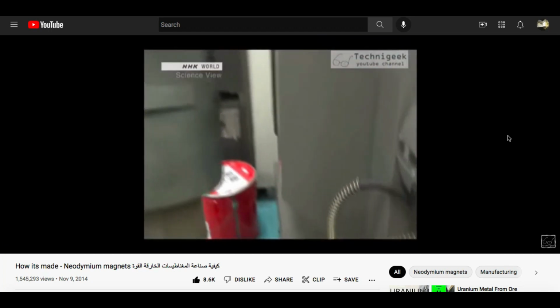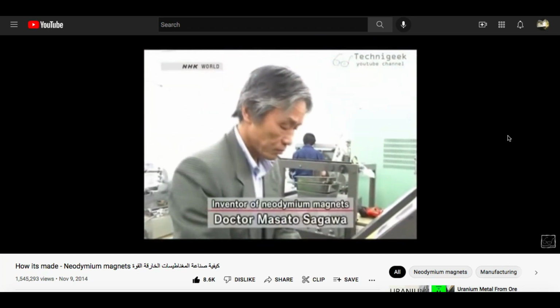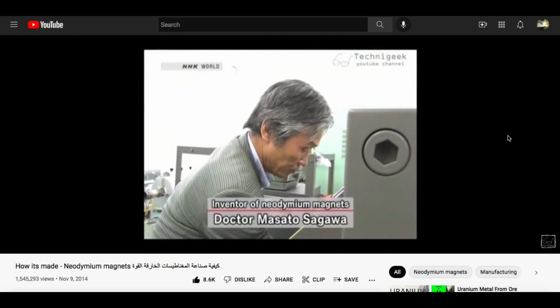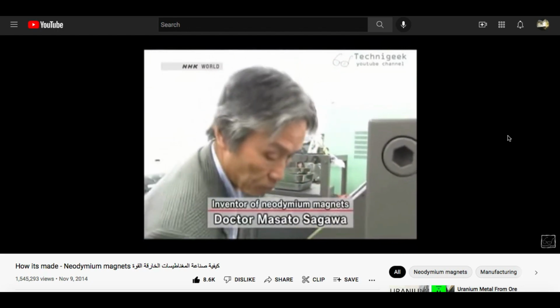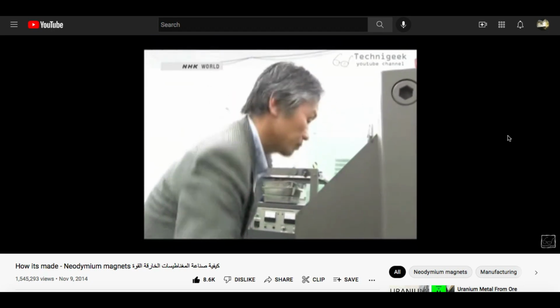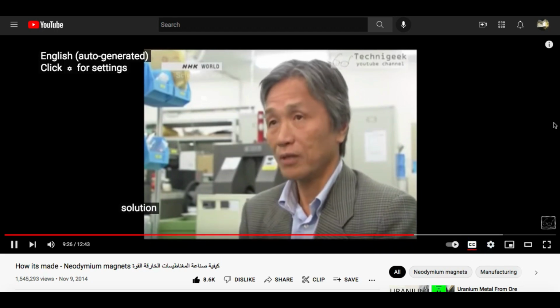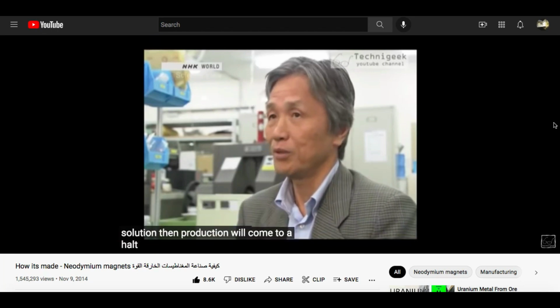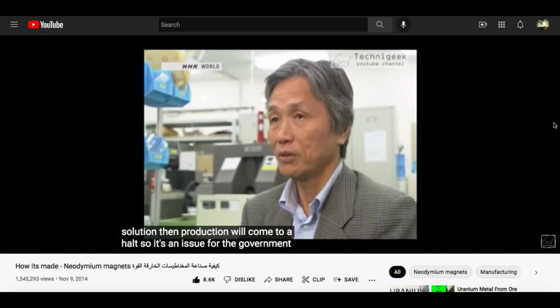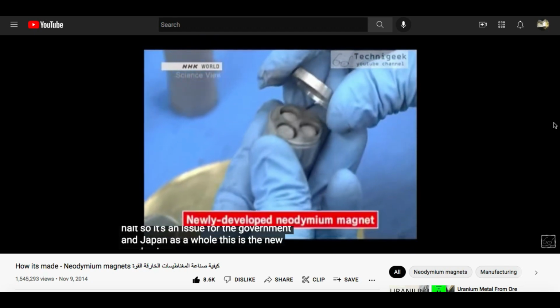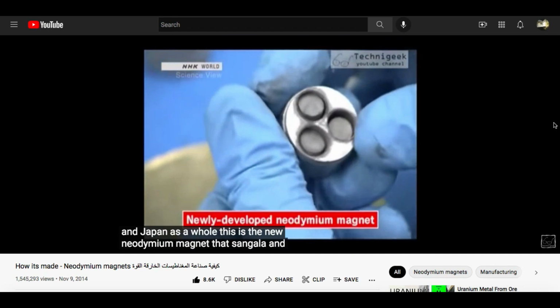Let's find out. This is Masato Sagawa, the inventor of the neodymium magnet. He is currently involved in a national project to reduce the need for dysprosium. It's used in the manufacturing of motors in hybrid cars, which are very promising, and a variety of electric cars. If we don't find a solution, then production will come to a halt. So, it's an issue for the government and Japan as a whole. This is the new neodymium magnet that Sagawa and his team are developing.